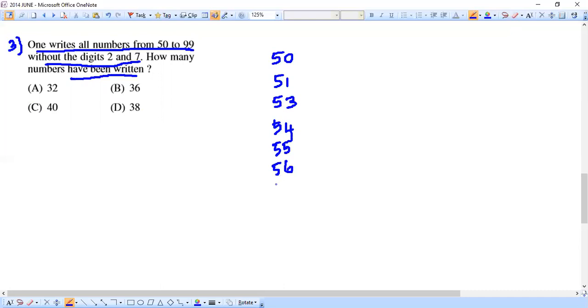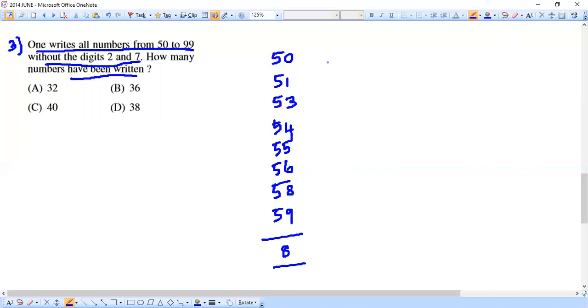So what next will come? We will have 57, but we should eliminate 57 because there's a digit 7 there. So that means 57 won't come there. Next we have 58. Next we have 59. So these are all the numbers we have in the 50s. See here, 50, 51, 53. So how many numbers are there in the 50s? There are 8 numbers here, correct? In the 50s itself, there are 8 numbers.